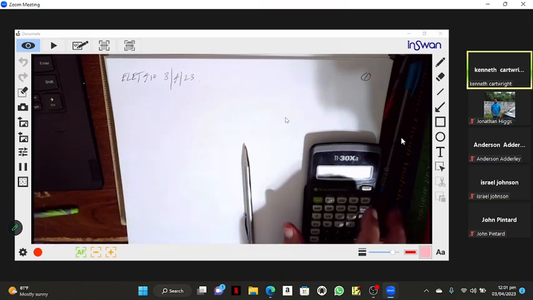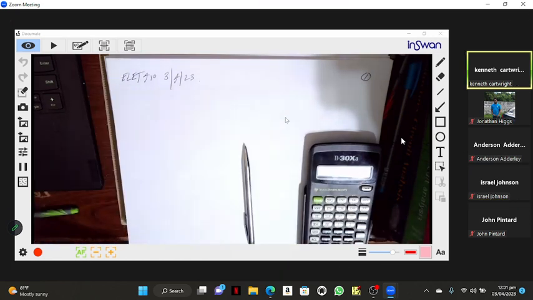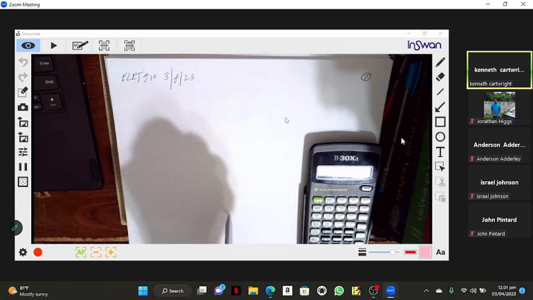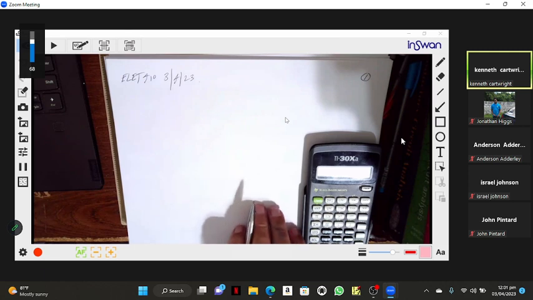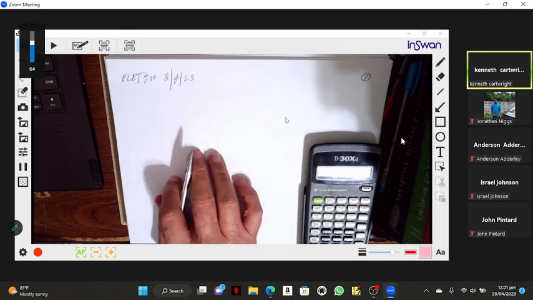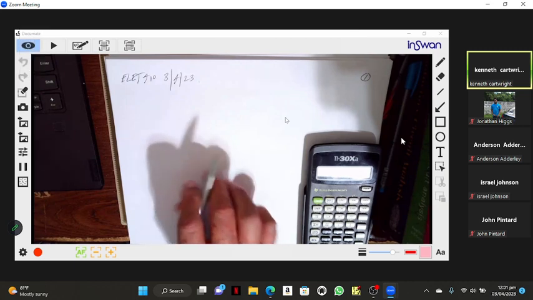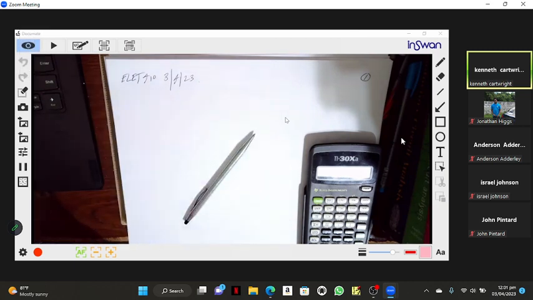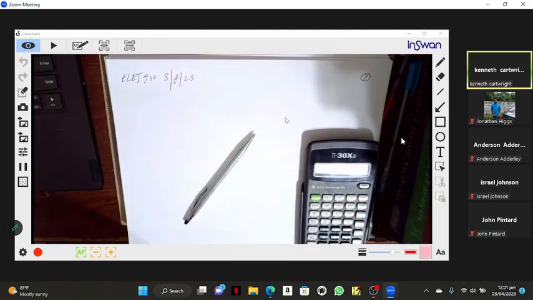I want to talk about what a fractional capacitor is. And then I want to talk about how we could approximate it in the real world. And then I want to talk about the handout I sent you all last night.